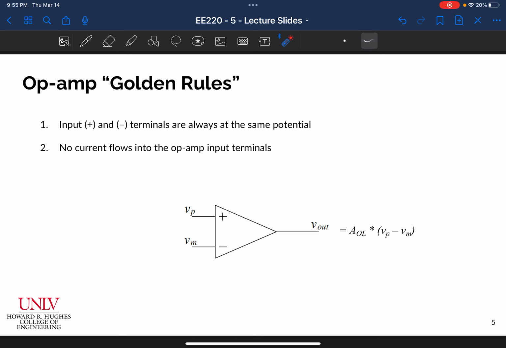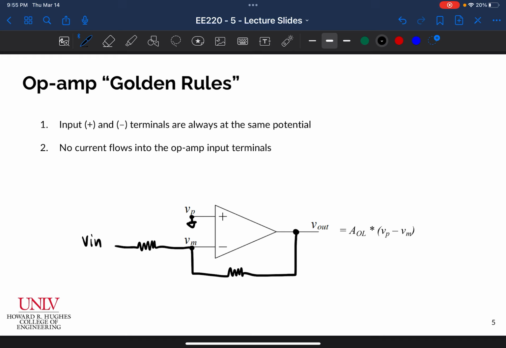The second golden rule: no current flows into the op-amp input terminals, okay? So I might have, for example, let me just draw a little bit of a circuit around this guy. Actually, let's say I ground this. And let's say I draw a resistor here and I draw a resistor here. This is a typical op-amp configuration. I might have some voltage in here.